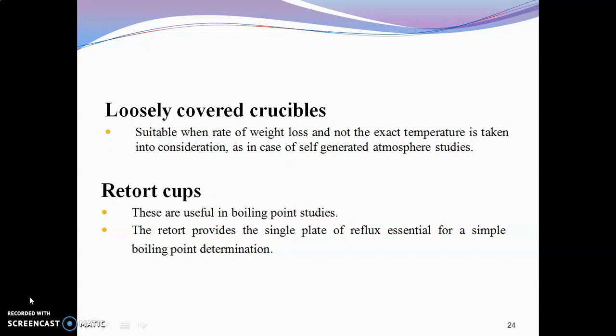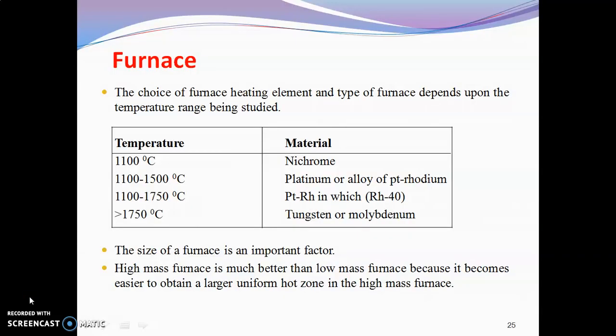Next is the retort cup. These are useful in boiling point studies. The retort provides the single plate of reflux essential for simple boiling point determination. Then the furnace. The choice of furnace, heating element and type of furnace depend on the temperature range being studied.